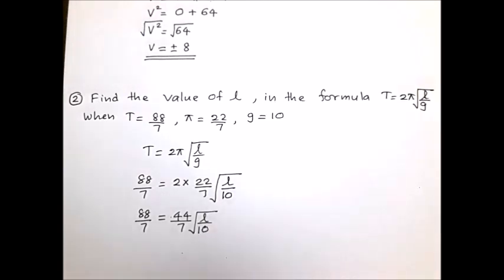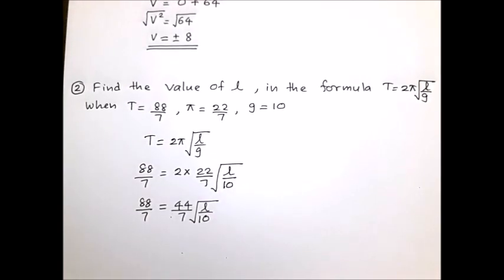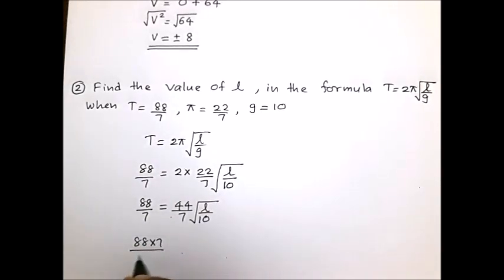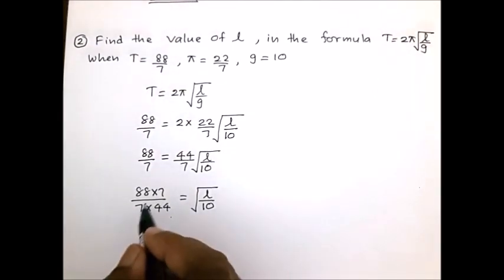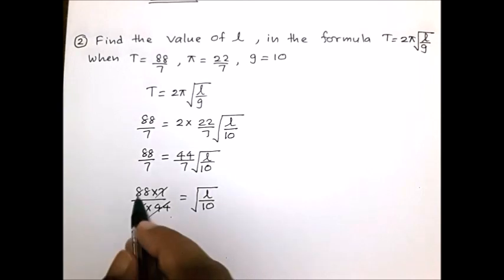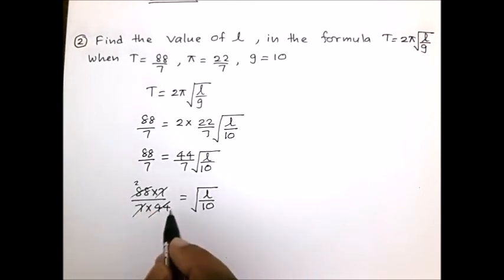L over 10. Now you can use cross multiplication. Take 7 and 44 to the left hand side. Take 7 here, take 44 here. In the right hand side, the square root of L over 10. Now you can simplify the left hand side. 7 and 7 cancel, 44 and 88, here 2 and here 1. Left side only 2.